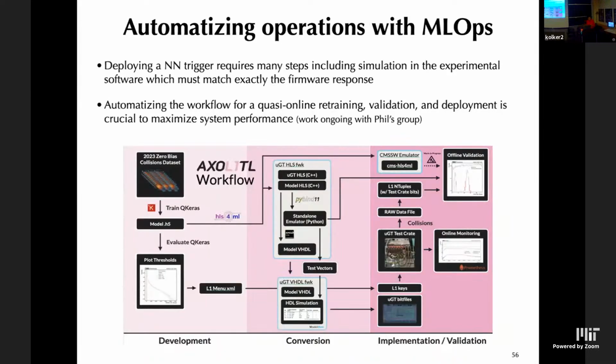So I wanted to mention that deploying the neural network trigger requires a lot of steps. We started this, I think, 3 years ago, and training the autoencoder and getting some performance took about 5 minutes compared to all the rest they had to do, a lot of technical steps, including the experimental ones. You also need to simulate this in the experimental software and then check that the software matches exactly with the firmware. I'm not going through all this, but it was a lot of work.